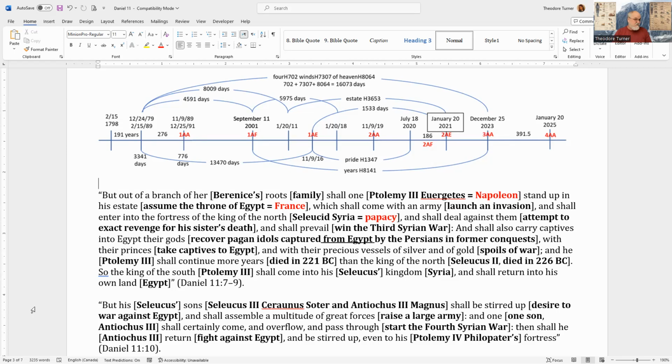It goes back to Napoleon. Well, Napoleon and what happens in this French Revolution, this is going to be France, right? Well, we're not going there, right? We're going to the time of the end in our time. So we take this story, but out of the branch of her Berenice's roots, right? Her family. So when we go to Ptolemy III, Euergetes, we're not going to parallel him with Napoleon, right? So we'd have to parallel him with somebody else.